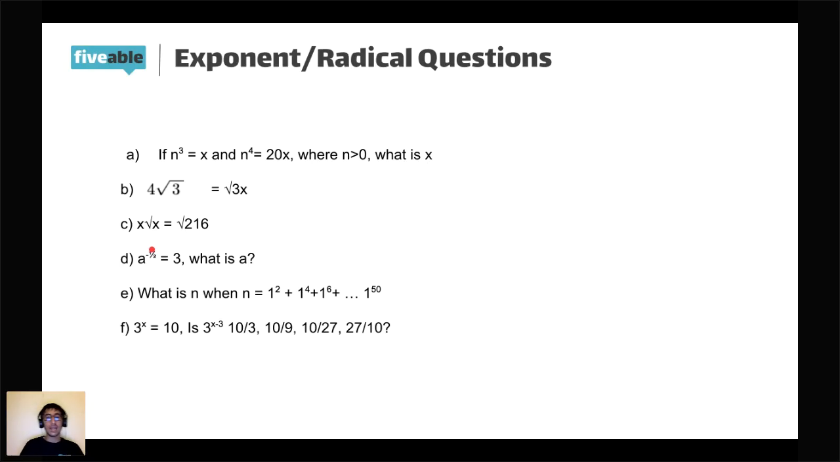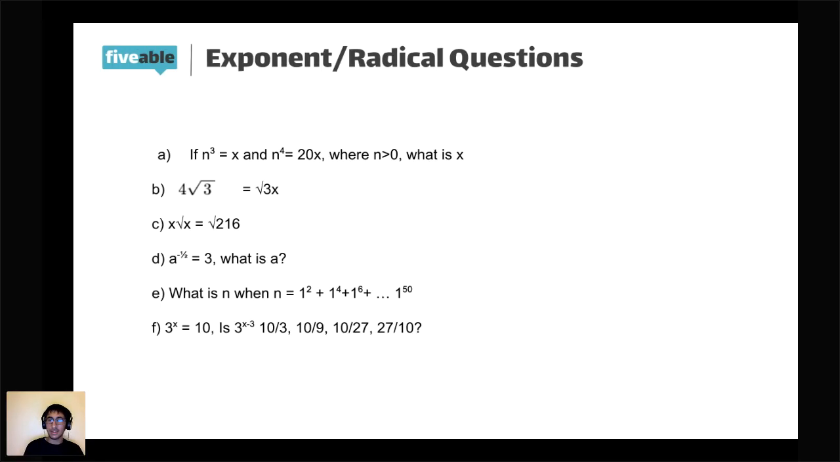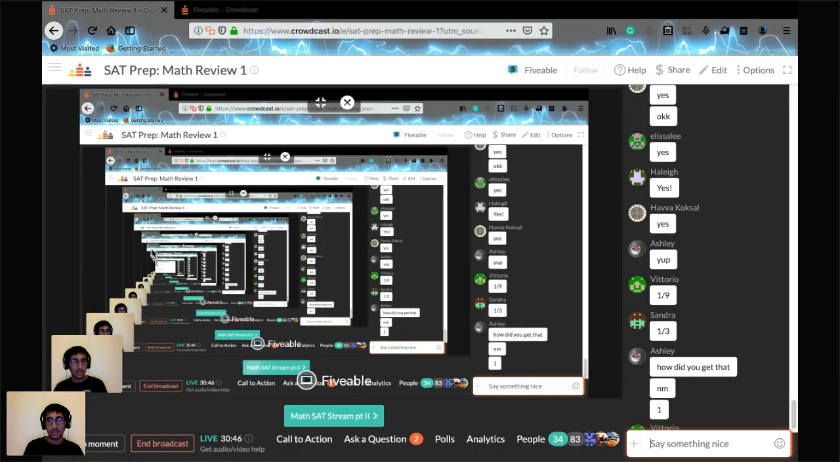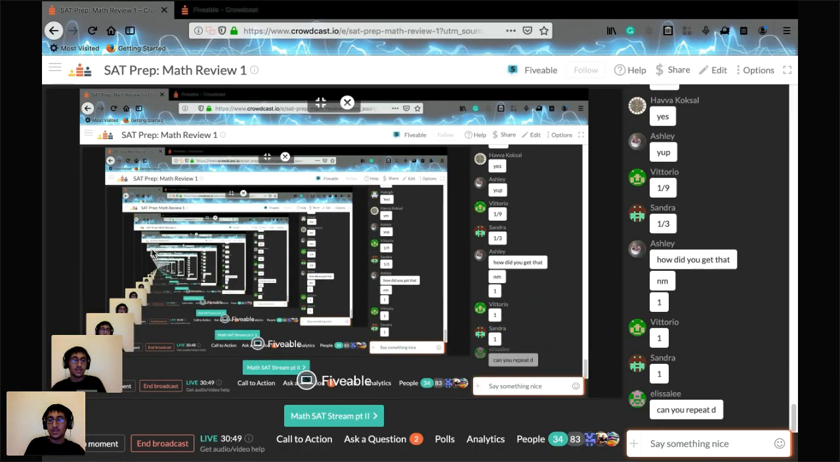All right, so the next problem is, what's n when n equals 1 squared plus 1 to the 4th plus 1 to the 6th plus 1 to the 8th? Let's think about it. What's 1 squared? Does anyone know what 1 squared is? Ash? Okay, 1 squared is 1. So what's 1 to the 4th?